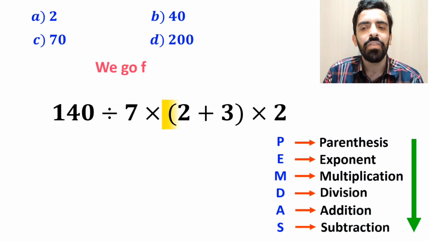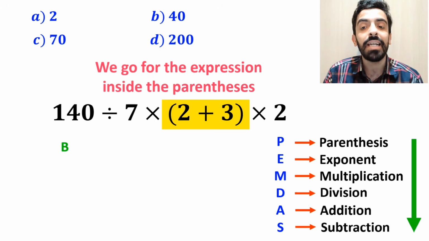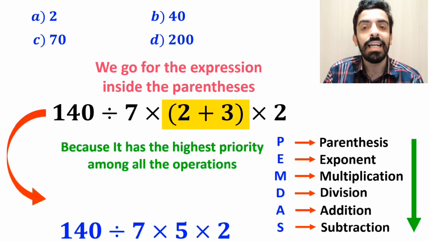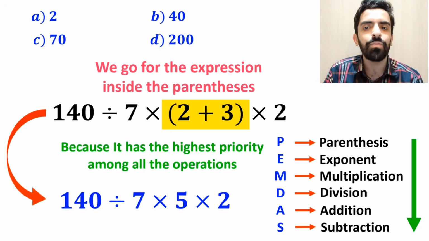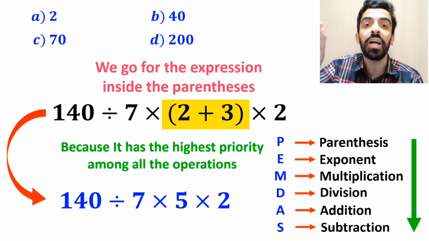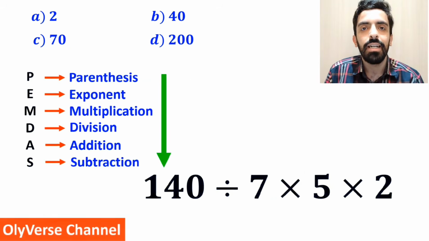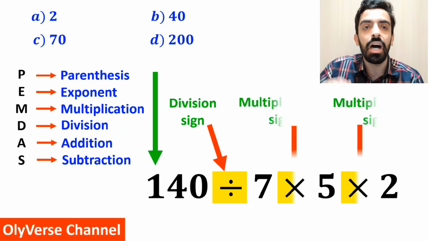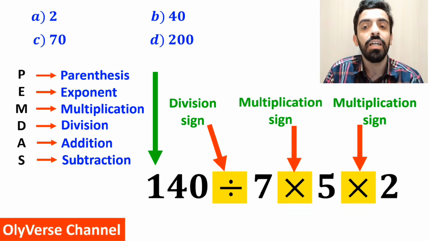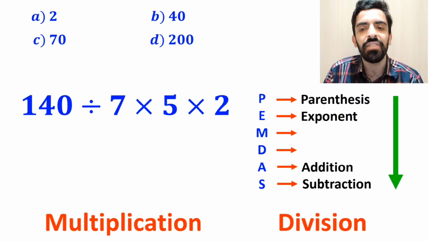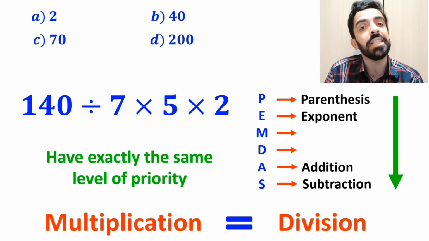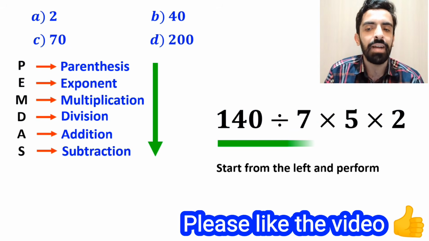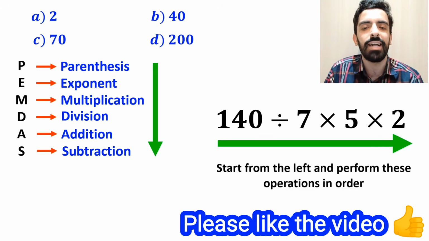Okay, in the first step, we go for the expression inside the parentheses because it has the highest priority among all the operations. So, instead of this expression, we can write 140 divided by 7 multiplied by 5 and again multiplied by 2. Alright, as you can see in the image, in this expression, we have one division sign followed by 2 multiplication signs. We must pay close attention that multiplication and division have exactly the same level of priority in the PEMDAS rule. In this situation, the best thing to do is to start from the left and perform these 2 operations in order.